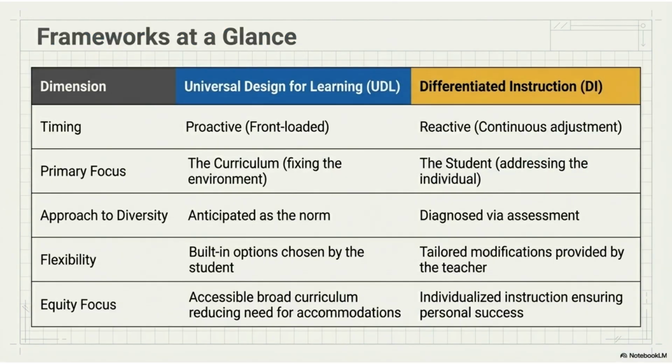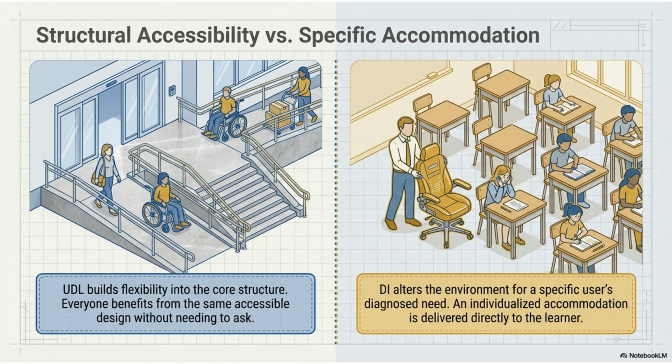In summary, UDL is proactive, focuses on the curriculum, anticipates diversity, and builds in options for students. DI is reactive, focuses on the student, addresses diagnosed diversity, and provides tailored modifications by the teacher. UDL establishes structural accessibility, such as a ramp, from which everyone benefits without needing to ask. DI provides a specific accommodation, altering the environment for a diagnosed need, like providing an individualized ergonomic chair.